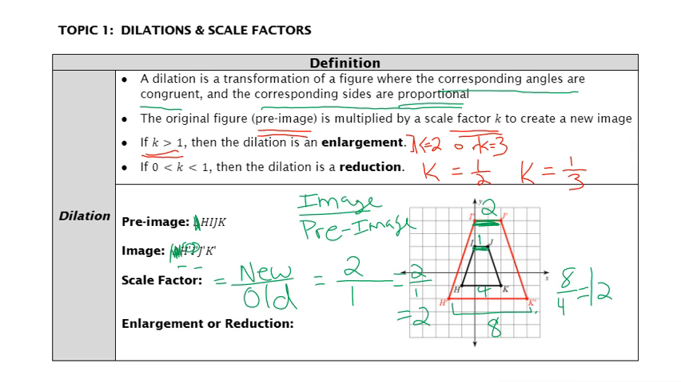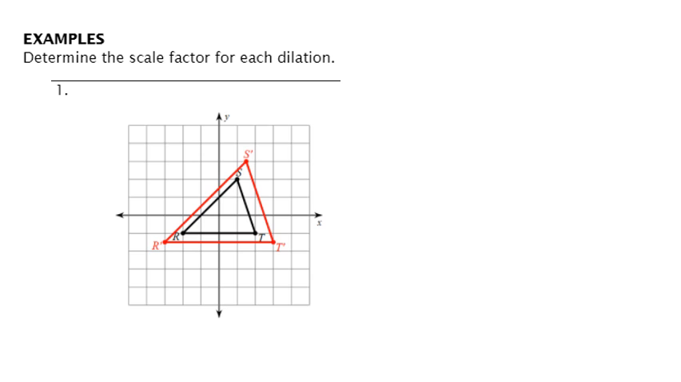Our scale factor is 2, which is obviously bigger than 1. And you can see it made a larger image, so we would say that's an enlargement. It made everything bigger proportionally. So this example is very similar to the one we just did. What you're going to do if it says determine the scale factor, you're going to just pair up the corresponding sides and compare them. And remember, we always do the image over the pre-image.